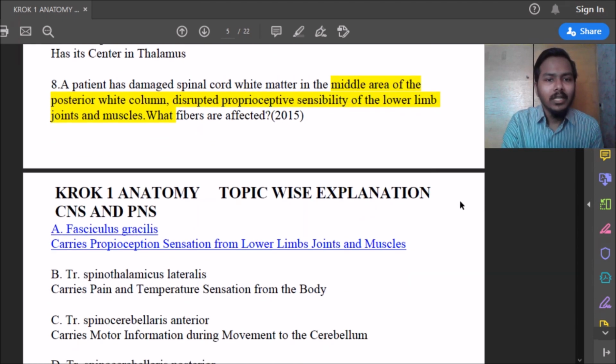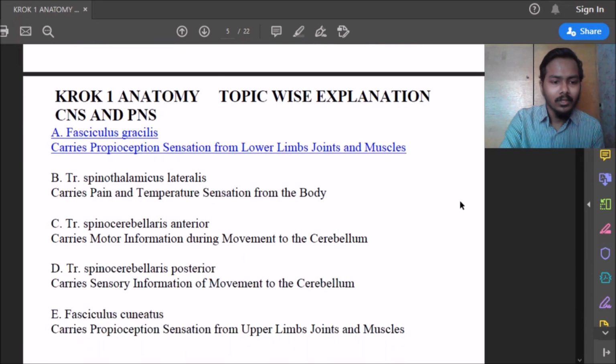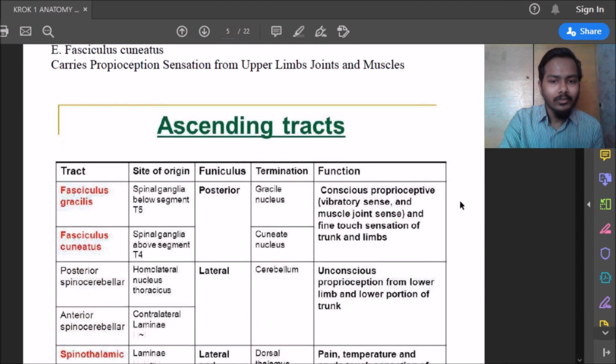A patient has a damaged spinal cord white matter in the middle area of the posterior white column, with disturbed proprioceptive sensibility of the lower limb joints and muscles. What fibers are affected? So for that, as I told you, please read the ascending tract and descending tract.